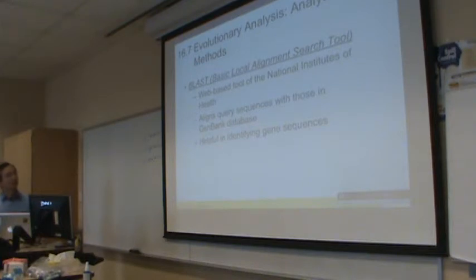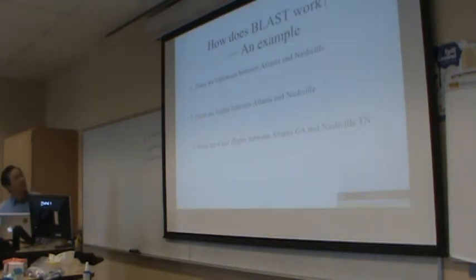Okay, so there's also a tool for how we find all the genes in all the genomes. There's a tool called BLAST. In fact, if you Google BLAST, you'll probably find it. So here's an example of how BLAST works. I have three sequences here. This is basically called sequence alignment. There are highways between Atlanta and Nashville. There are flights between Atlanta and Nashville. There are a few flights between. How do you think these two sequences will be aligned if you run a BLAST search on these sequences?